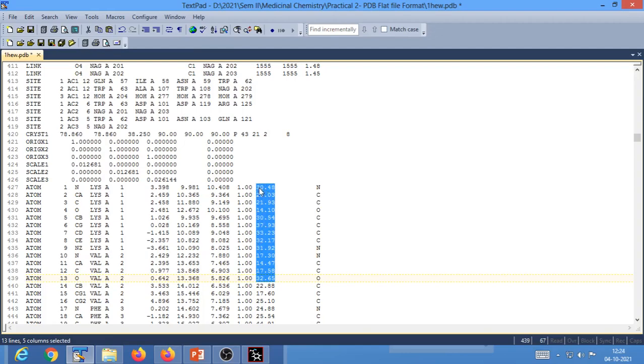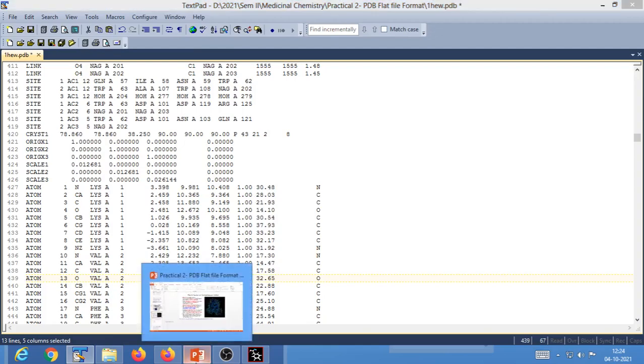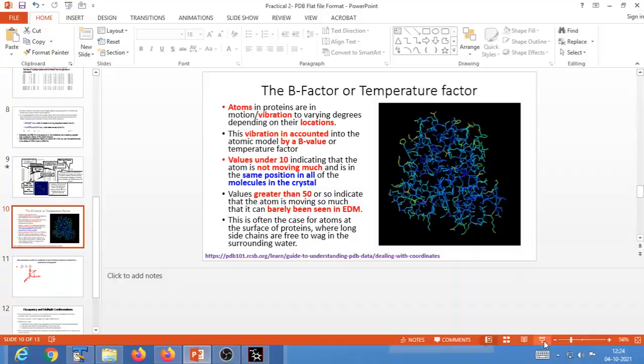Okay, so this value would indicate whether this particular atom, this particular nitrogen atom, is moving well, or it is vibrating, or whether it is very stable. Okay, and what is the scale of these vibrations then? Let us discuss that first.